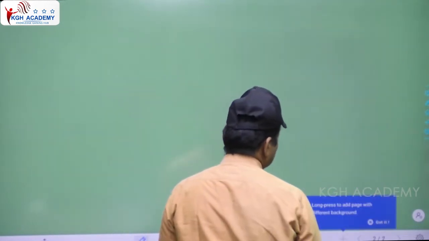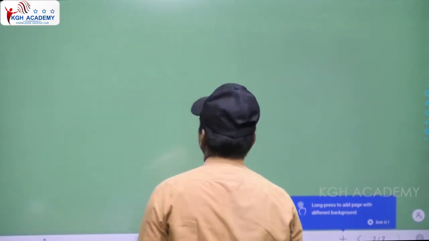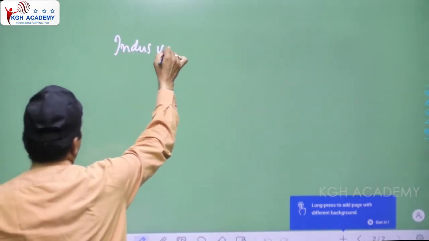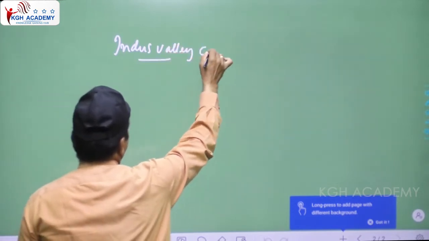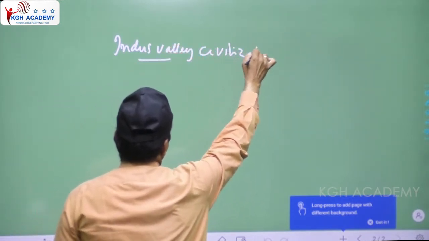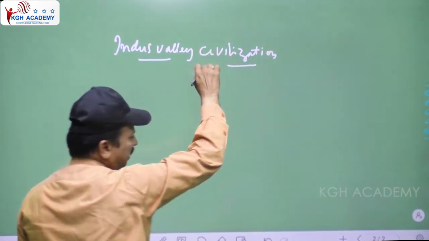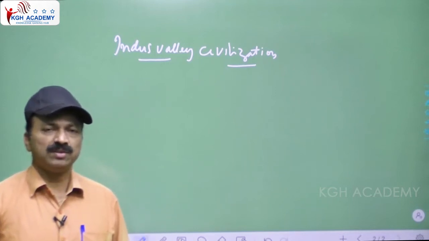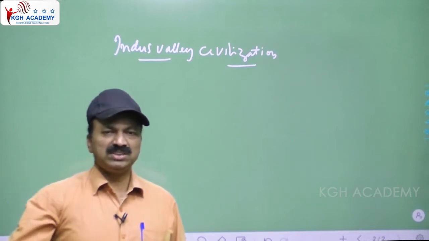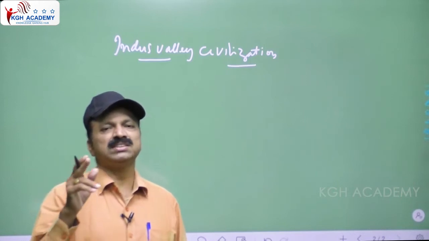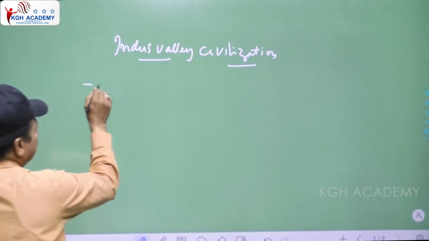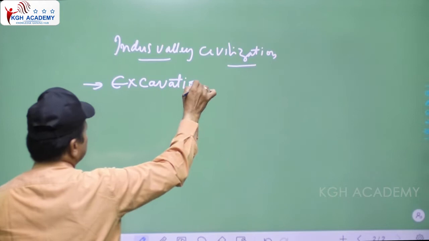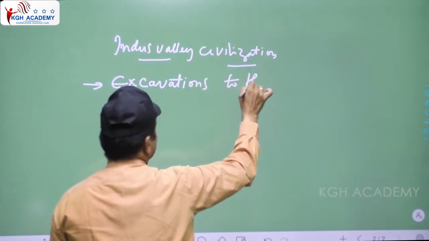Our topic is Indus Valley civilization. The excavations of this civilization were started in the year 1921. Excavations means diggings. We are calling them excavations.